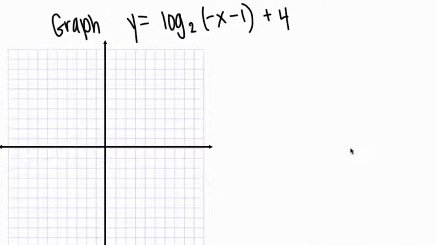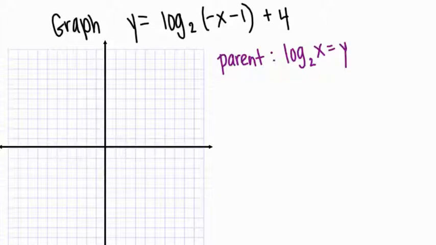Okay, we're going to review graphing log functions using transformations. So what I want to look at here is what the parent function is. The parent function is log base 2 of x equals y. There's a couple things that I'm doing. It's actually 3 things I'm doing. This negative means a reflection.